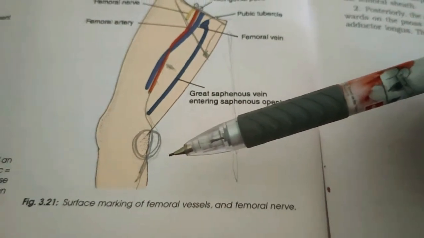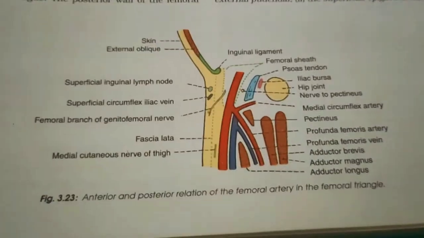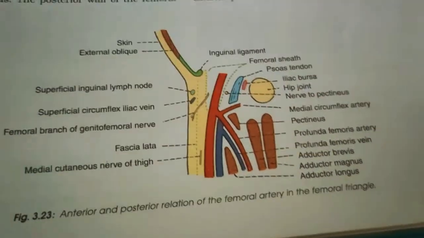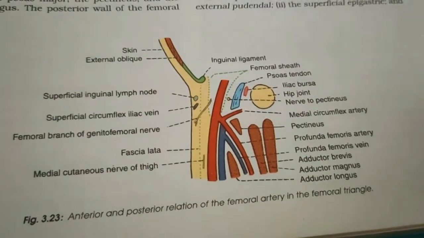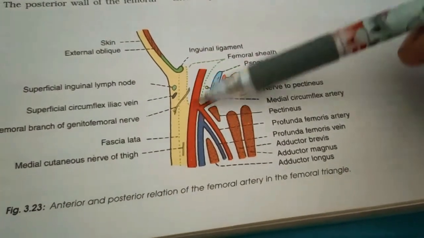Now let us see the relations of the femoral artery, like what are present around that. So this diagram is perfect to find out the relations of femoral artery. So the main anterior relation. So first we need to see where is the femoral artery here. This one, right?